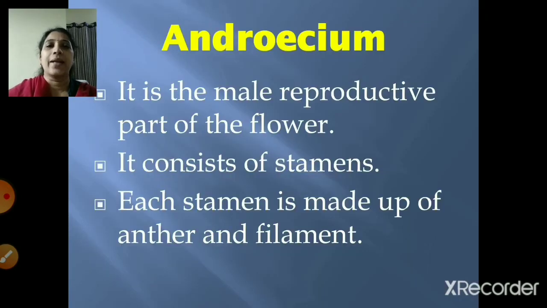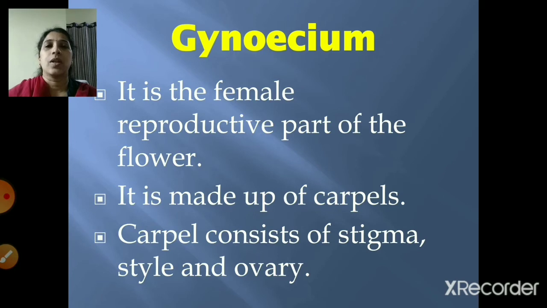Next is androecium. Androecium is the male reproductive part of the flower and it consists of stamens. Each stamen is made up of anther and filament. Next is gynoecium. Gynoecium is the female reproductive part of the flower and it is made up of carpels, and these carpels consist of stigma, style and ovary.